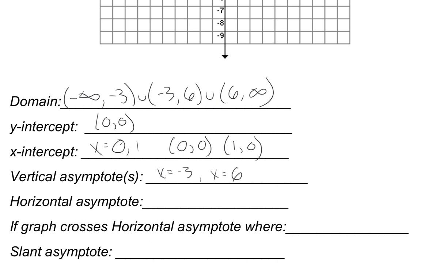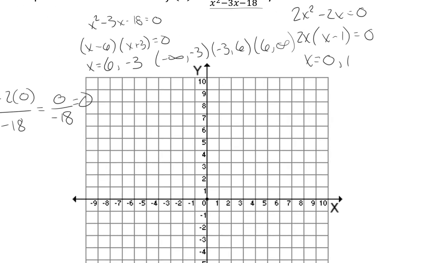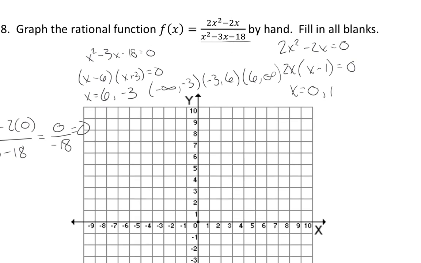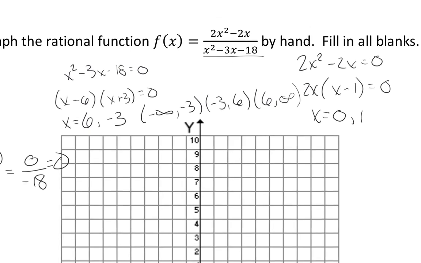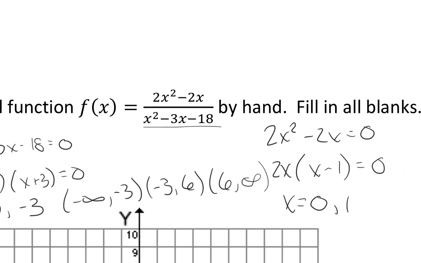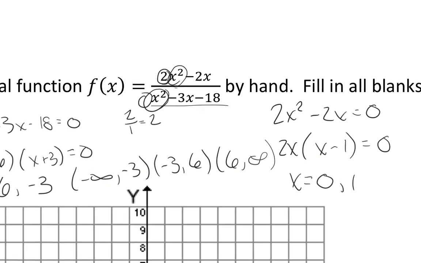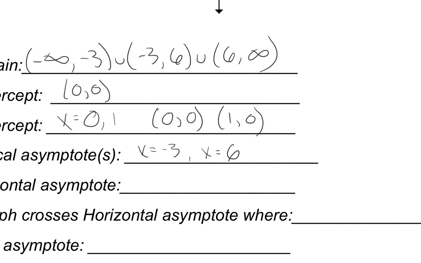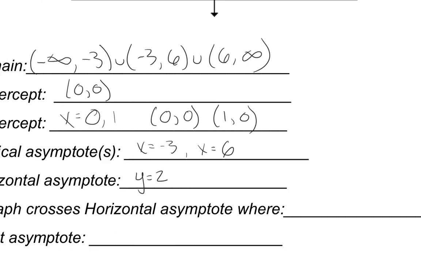Horizontal asymptotes. Our horizontal asymptotes happen at our endpoints. If we look at this function, we would see that the numerator and denominator have the same degree. So we're going to take their leading coefficients, which is 2 over 1 equals 2. So we're going to have a horizontal asymptote at y equals 2.